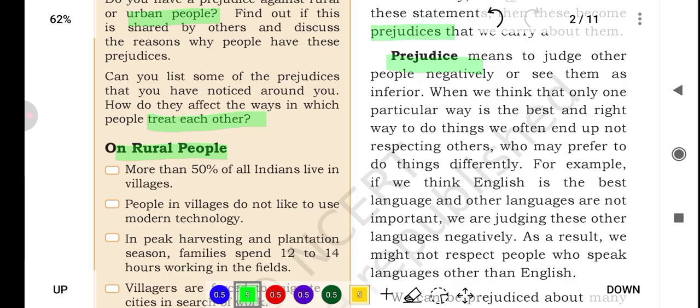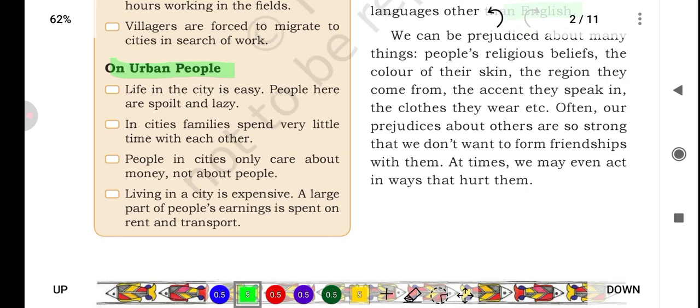When we think that only one particular way is the best and right way to do things, we often end up not respecting others who may prefer to do things differently. For example, if we think English is the best language and other languages are not important, we are judging these other languages negatively. As a result, we might not respect people who speak languages other than English. So we can be prejudiced about many things.